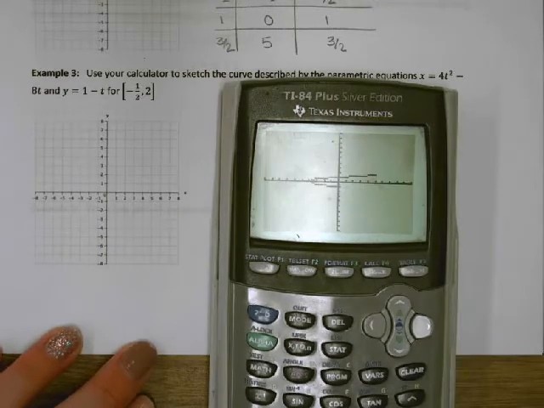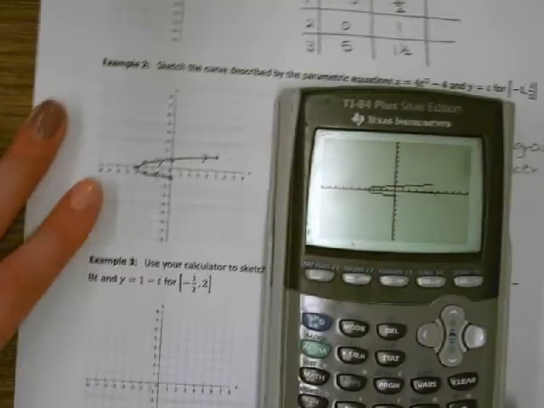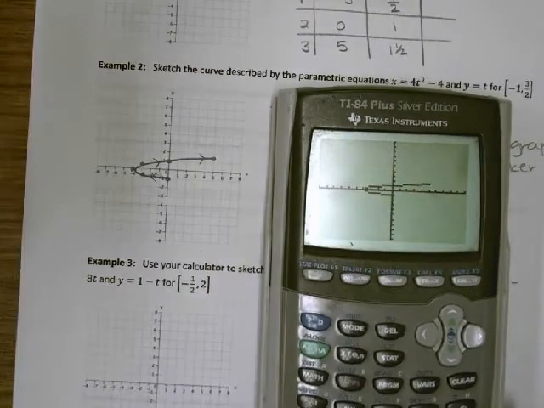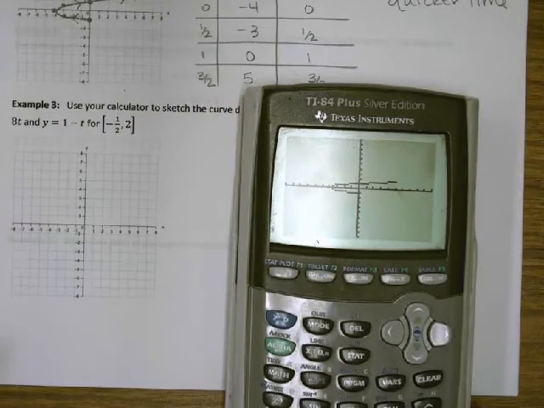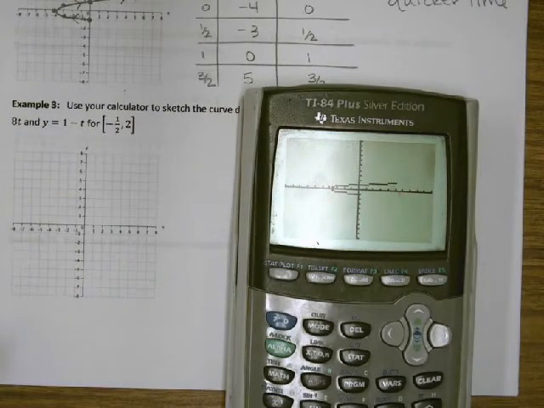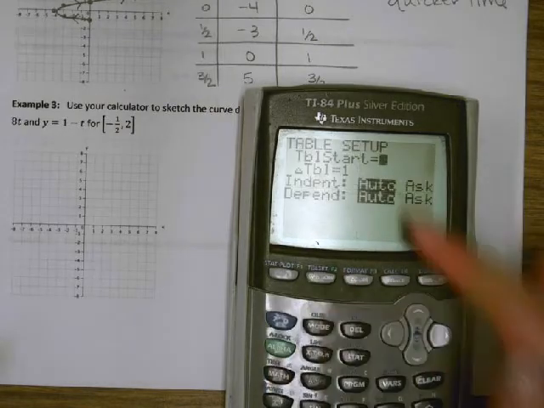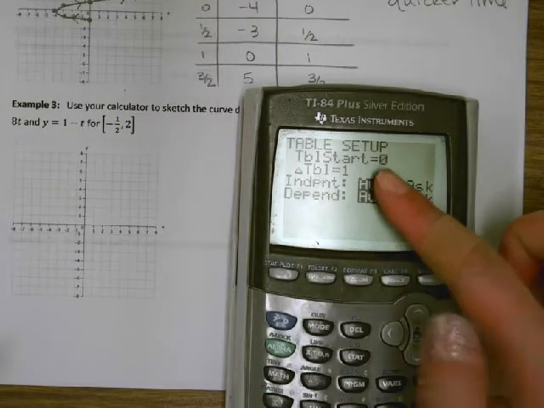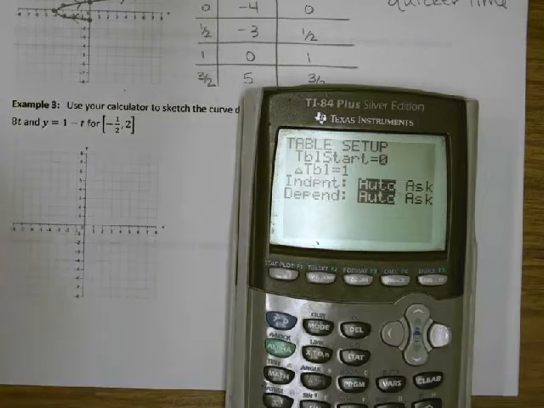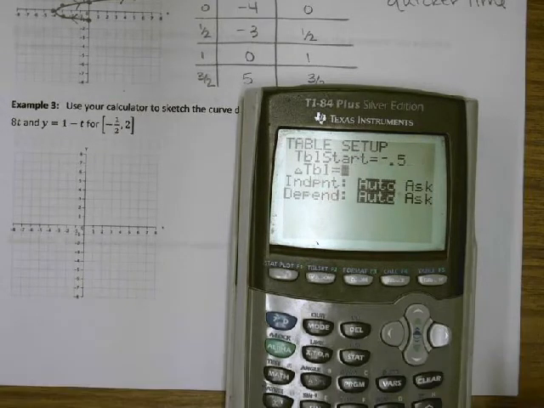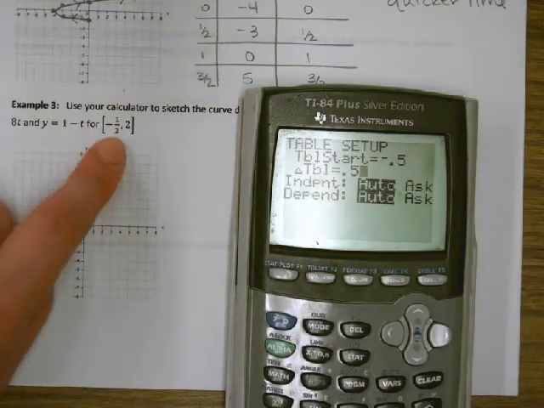So when I graph this, I can see it's actually the exact same shape as before. So I'm being tricky here with these notes. If you want to see what order the points go in, then I'm going to hit second window. I'm going to set my table. I'm going to have my table start at negative 1/2, and I'm going to have it go by 0.5s because that's a good way to set this up.